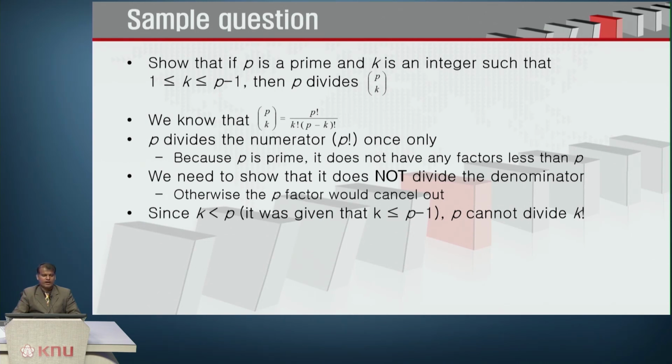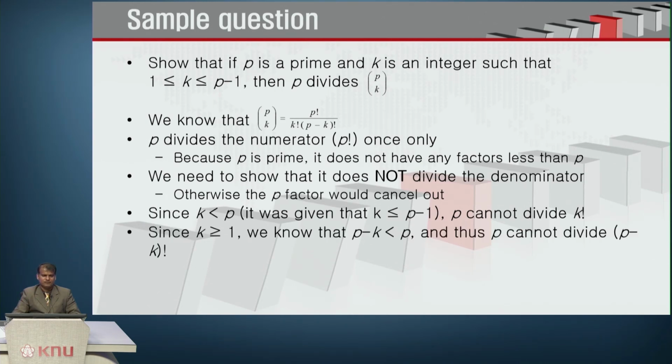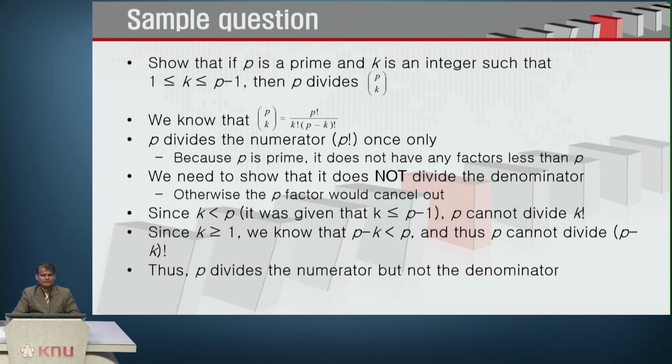So p cannot divide k. And since k is greater than 1, which is also given in the problem, we know that p minus k is less than p, and thus p cannot divide it. So p divides the numerator but not the denominator. Thus p divides p choose k.